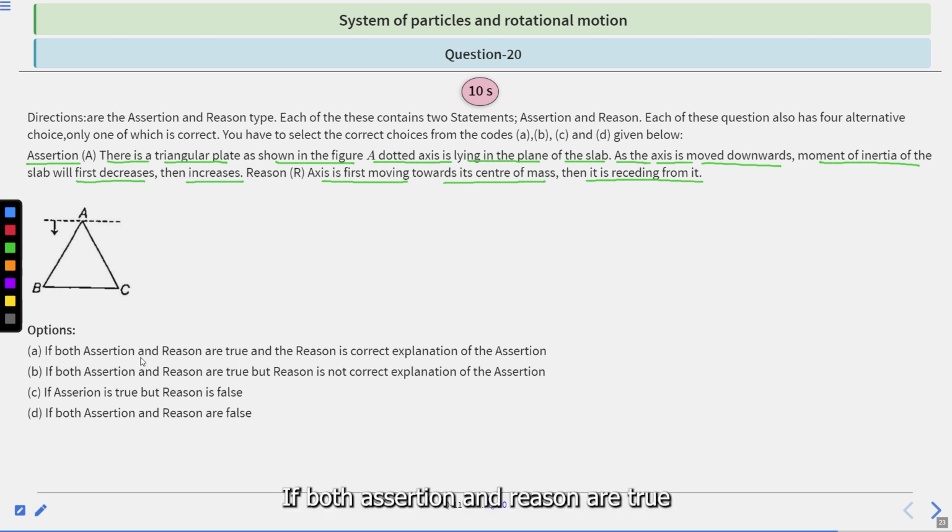Option A. If both assertion and reason are true, and the reason is the correct explanation of the assertion. Option B. If both assertion and reason are true, but the reason is not the correct explanation of the assertion. Option C. If assertion is true, but reason is false. Option D. If both assertion and reason are false. So which option is correct? You have 10 seconds to solve this question. After 10 seconds, we will provide the solution.